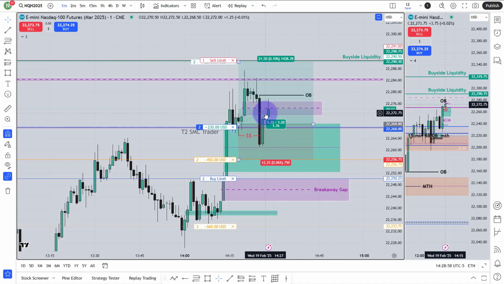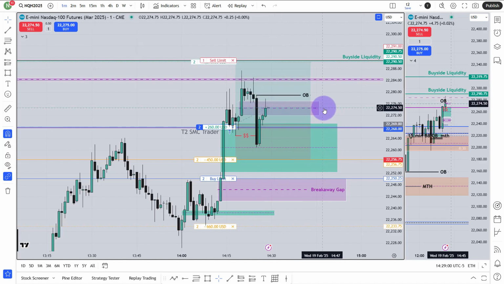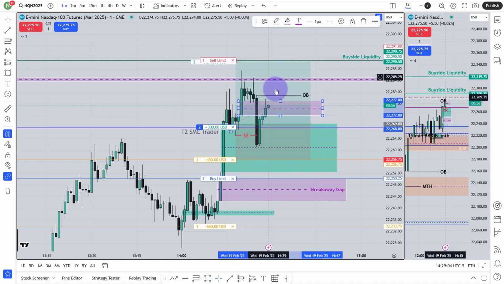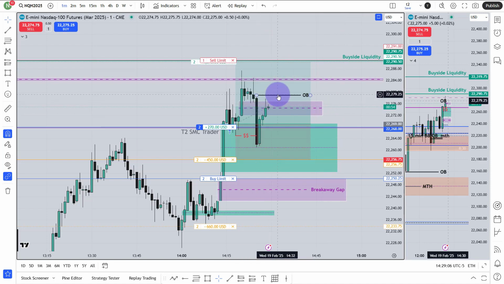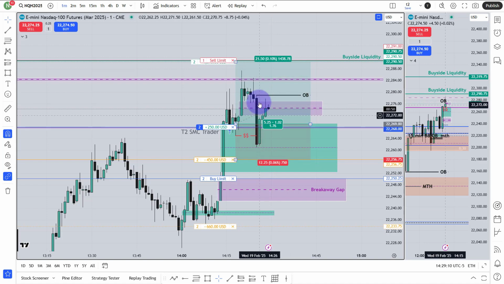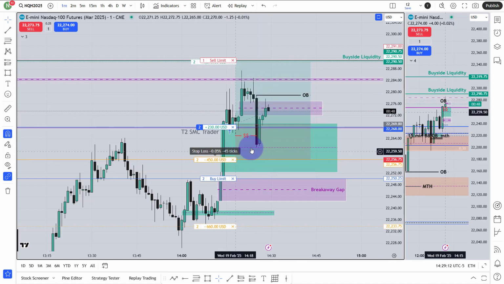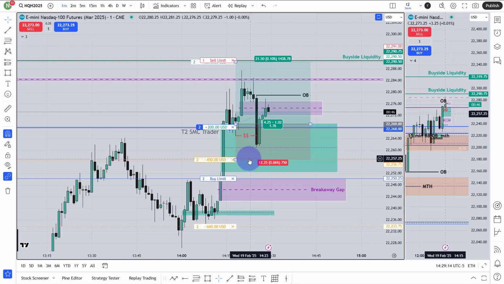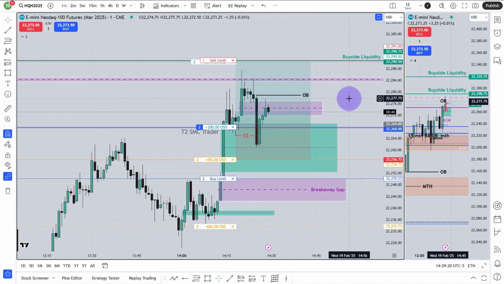Now, first of all, I would love to see a body close above the 50% of this gap. That is the first sign that this is a bullish market. And then obviously I would love to see a body close above this order block line. This will make a perfect order block over here, and I will put my stop loss below the order block then. So I will trail my stop loss until this area when it will be a valid order block.